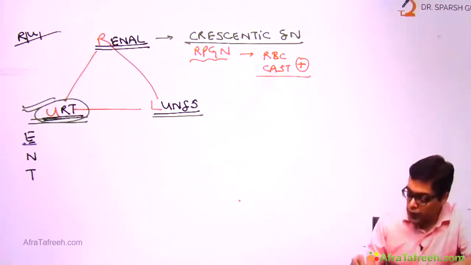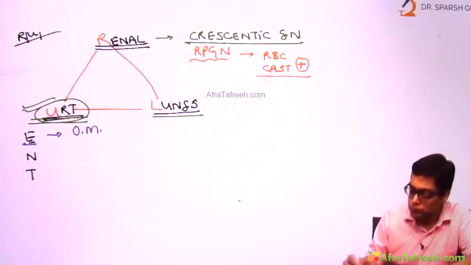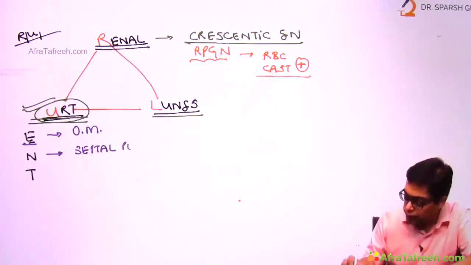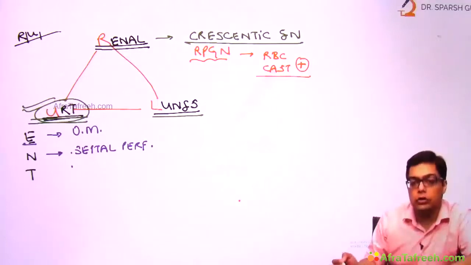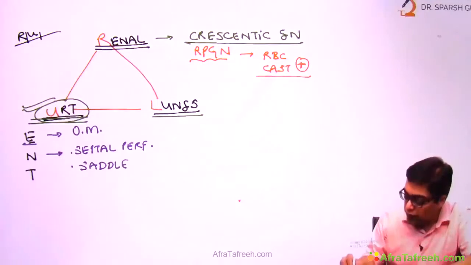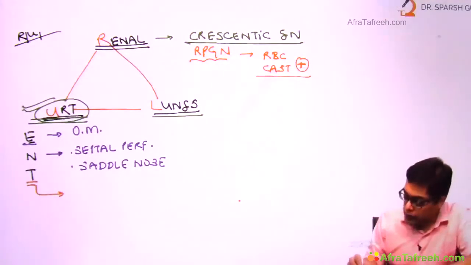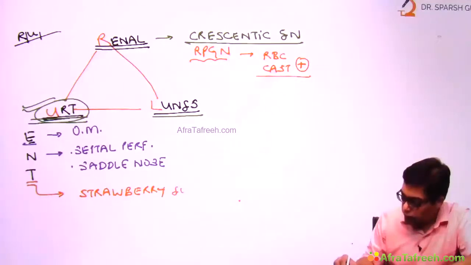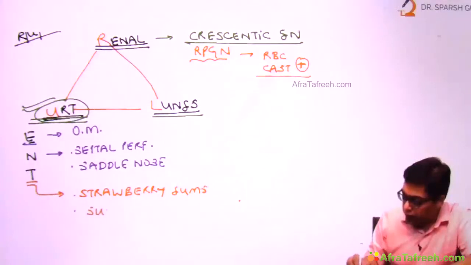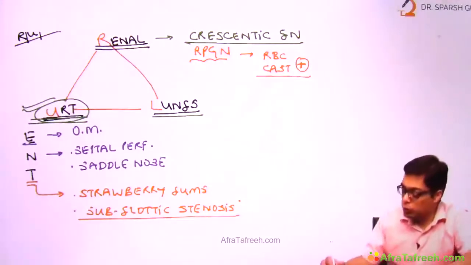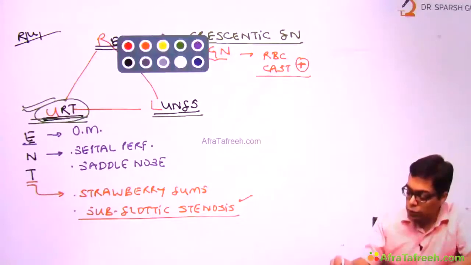When we talk about the involvement of the upper respiratory tract, that is in the form of involvement of the ear, so patients are going to develop middle ear infection, otitis media. Patients can be having involvement of the nose, that can be seen in the form of septal perforation. Patients are even going to be having a damage to the bridge of their nose, which can be responsible for an appearance given the name of saddle nose. And in the involvement of the throat, patients are going to be having the presence of strawberry gums. Patients are going to be having the development of subglottic stenosis. So this is something which is characterized by the presence of inflammation below the vocal cords. And that is something which is characteristically seen so far as these patients are concerned.